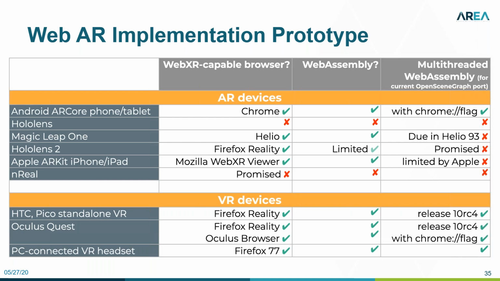So just to call out a couple of things from the table, at present for this demonstration, the only device category that has 3 green ticks in the AR device list is ARCore powered Android phones and tablets. The constraint, of course, being the multi-threaded WebAssembly. VR device support is across the board more comprehensive right now, and that just reflects the relative development timelines of VR and AR browsers.